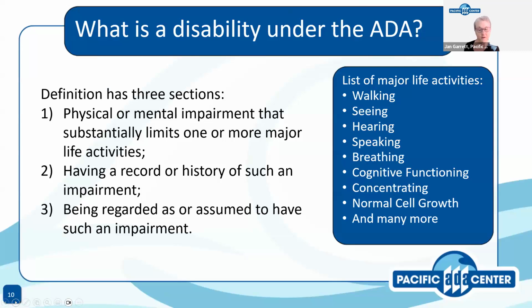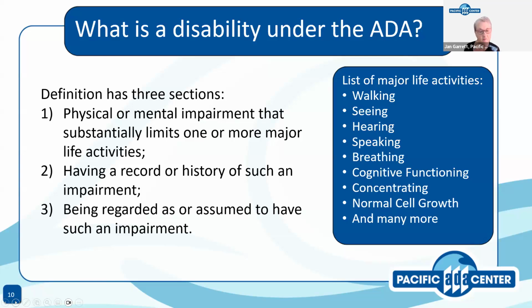So, what is a disability under the ADA? The ADA does have a specific definition that has 3 parts, or 3 sections. It's a physical or mental impairment that substantially limits one or more major life activities. You can see a partial list of major life activities in the box on the right that includes walking, seeing, hearing, speaking, breathing, cognitive functioning, concentrating, normal cell growth, and there are many, many more possible major life activities.